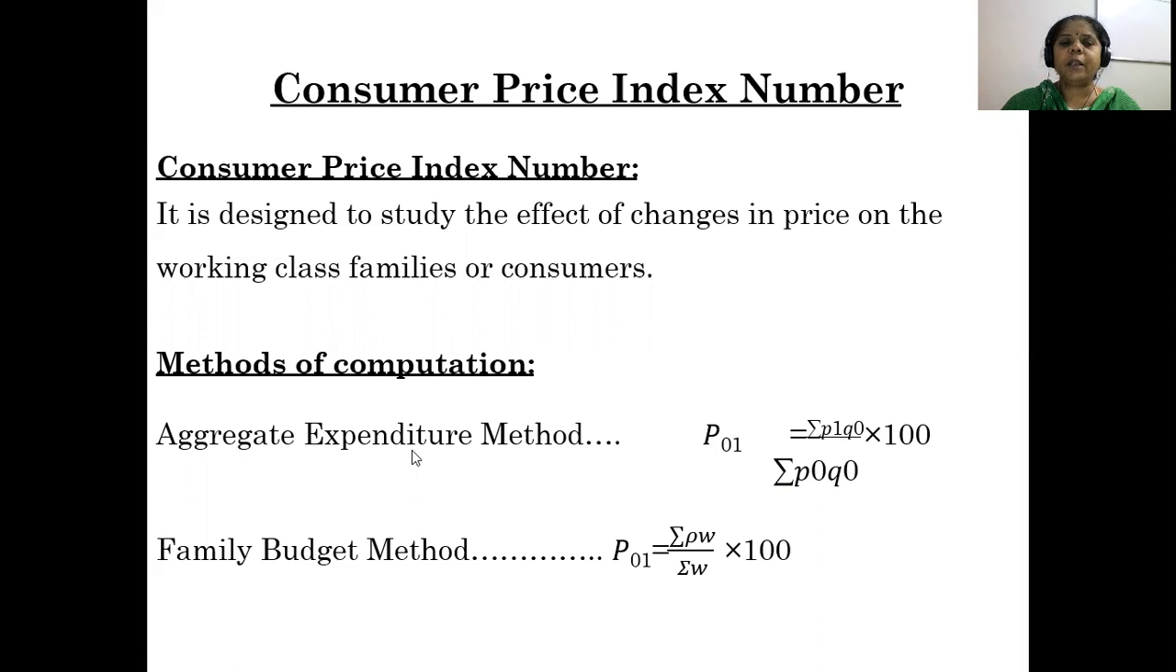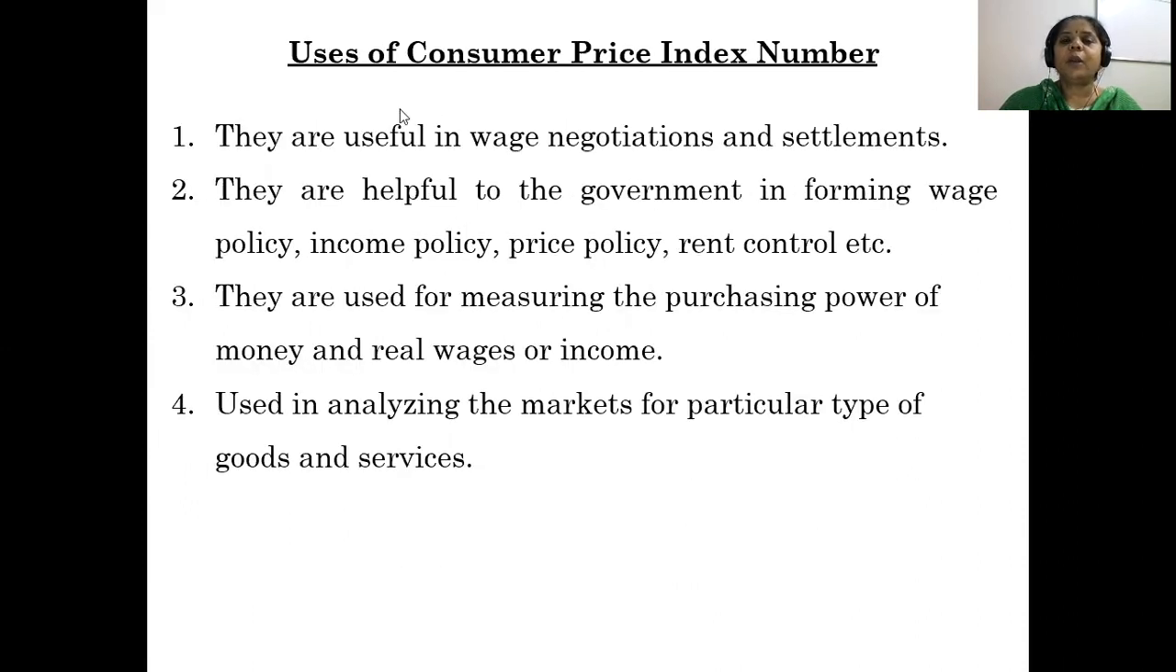The aggregative expenditure method problems we have already computed in the previous session. The second one is the family budget method. For that, the formula is Sigma PW divided by Sigma W into 100. This is the formula we are going to use for calculating the consumer price index number under the family budget method. Okay, students.